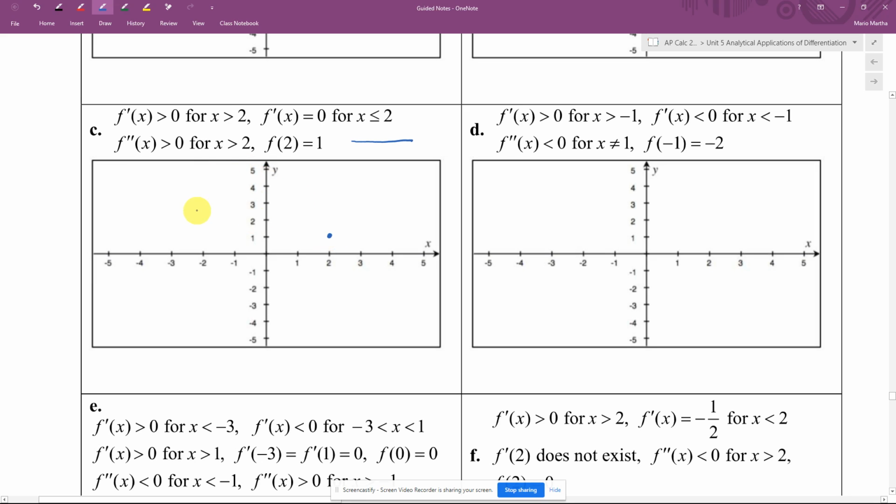So this means it's kind of like a piecewise function. When we hit positive 2, it's going to start to increase, so it's going to be concave up. So we're looking at a graph that's flat. It reaches this value here and then starts to increase.